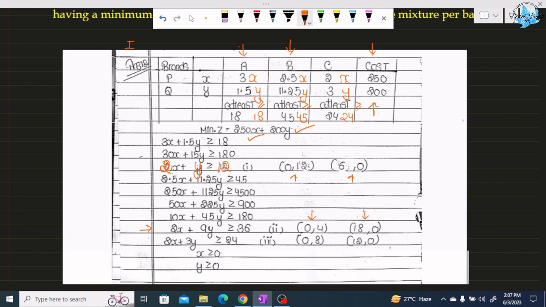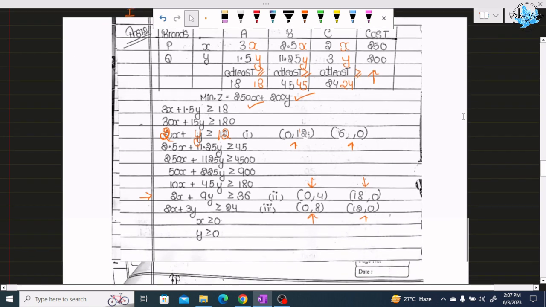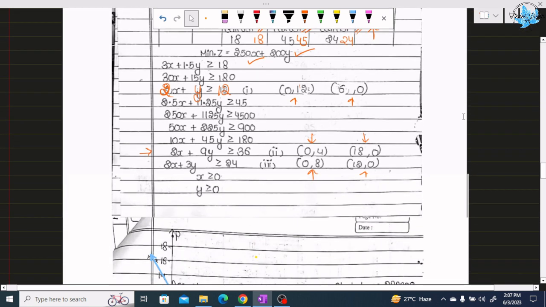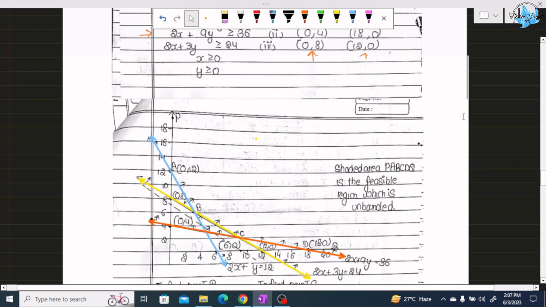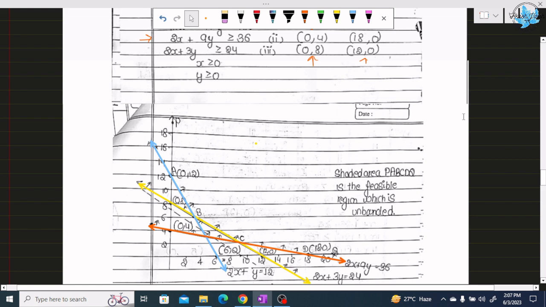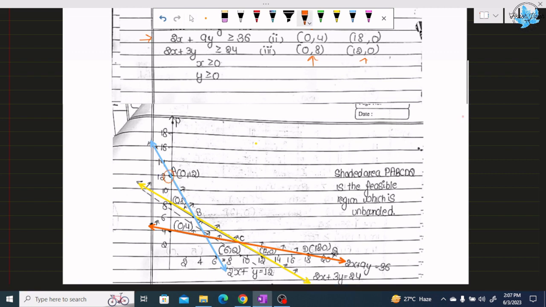Then similarly for the third, consider first x to be 0, you will get y to be 8, and then consider y to be 0, you will get x is equal to 12. So you get the coordinates of the three equations. Now to draw the graph, the first equation coordinates are 0 comma 12 and 6 comma 0. So this is my graph. So 0 comma 12 will be on the y-axis and 6 comma 0 will be on the x-axis.